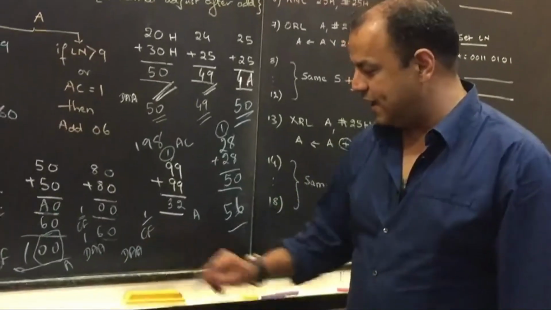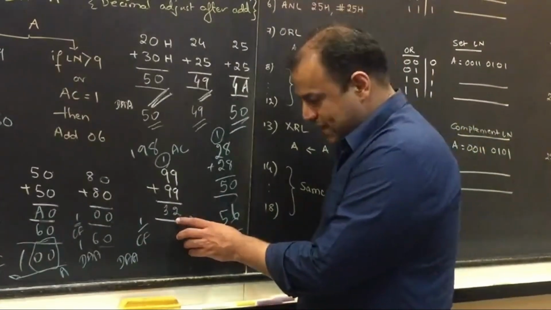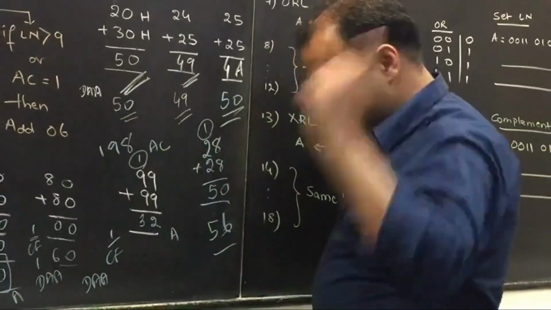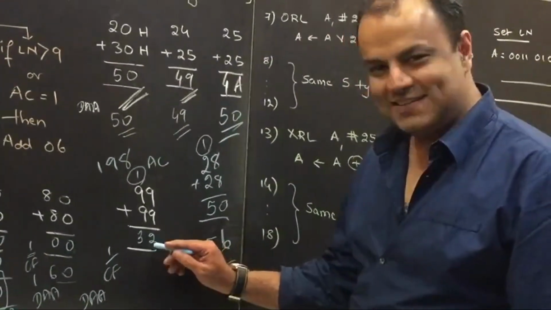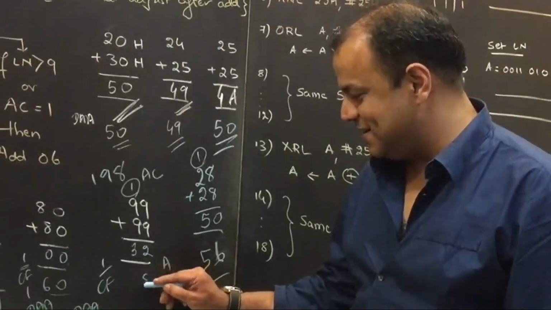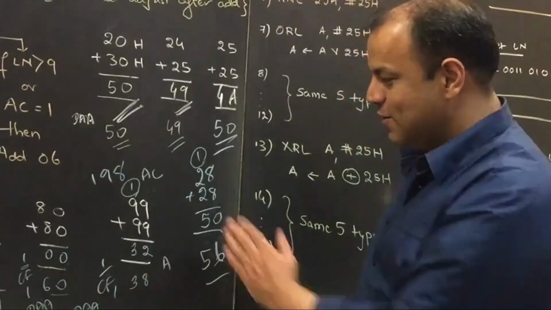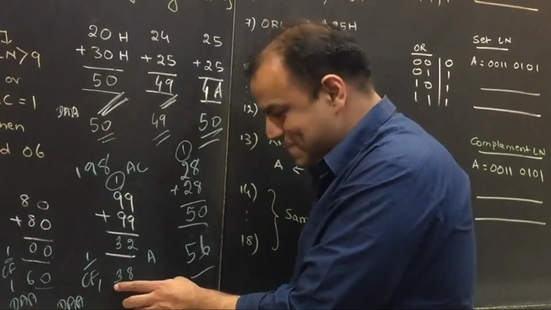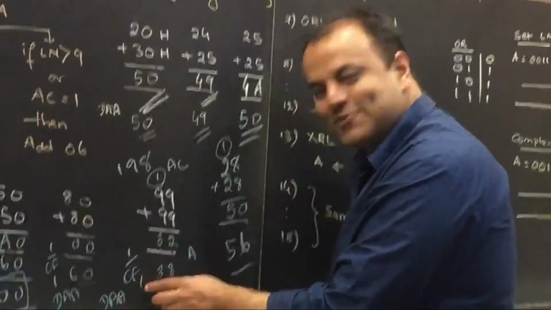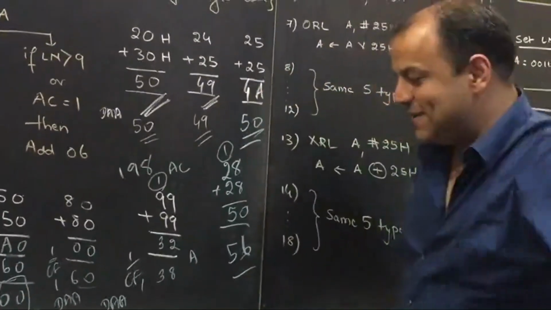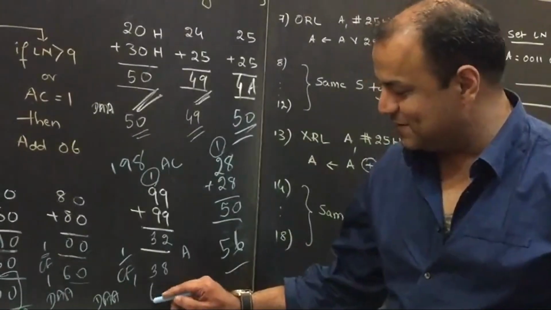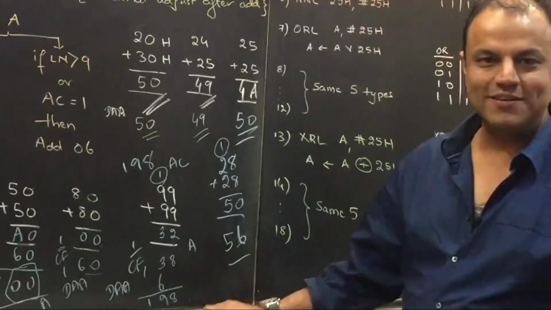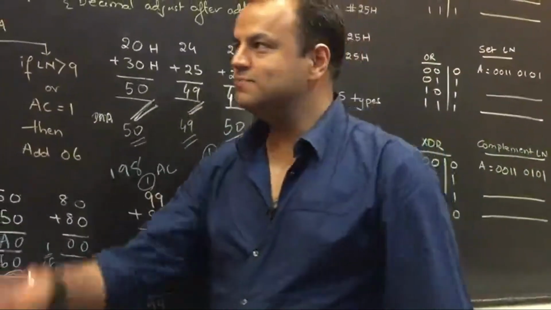Now perform DAA. First, it will look at the lower nibble. Is the lower nibble greater than 9? No. But auxiliary carry was 1. That means it will add 6 to this nibble. 2 plus 6 is 8. This is still 3. This is still 1. Lower nibble is done. Now look at the higher nibble. Higher nibble is 3. Is 3 greater than 9? No. But the carry flag is 1. Because the carry flag is 1, it will add 60. That means it will add 6 to the higher nibble. 6 plus 3 is 9. So this will be 9. This is still 8. This is 1. Your answer is 198. Done.